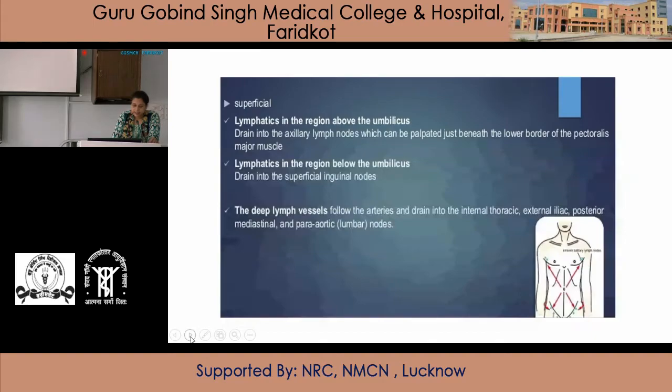Next are the lymphatics. Lymphatics in the region above the umbilicus drain into the axillary lymph nodes, which can be palpated just beneath the lower border of the pectoralis major muscle. Lymphatics in the region below the umbilicus drain into the superficial inguinal nodes, and deep lymph vessels follow the arteries and drain into the internal thoracic, external iliac, posterior mediastinal and para-aortic nodes.